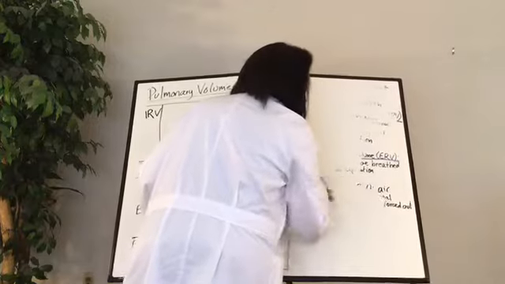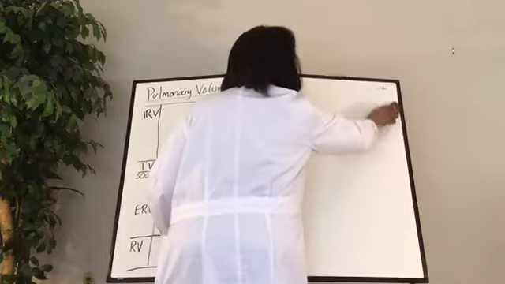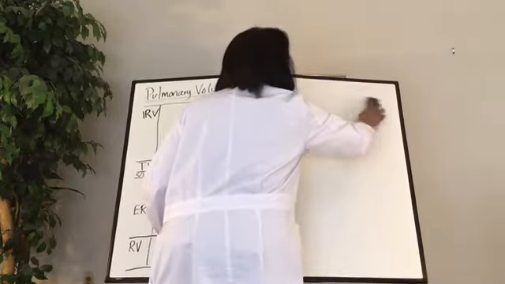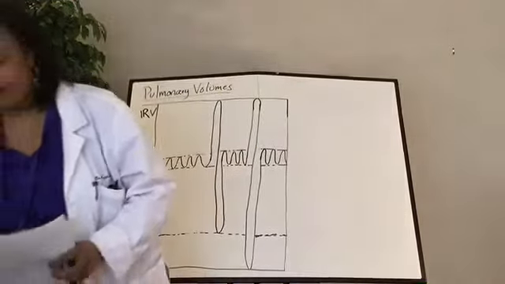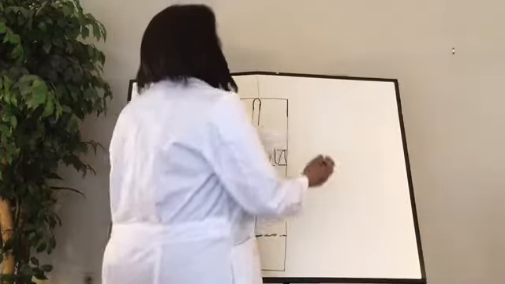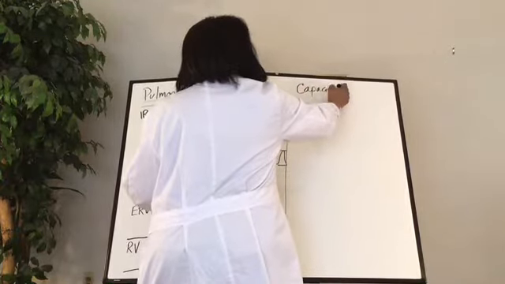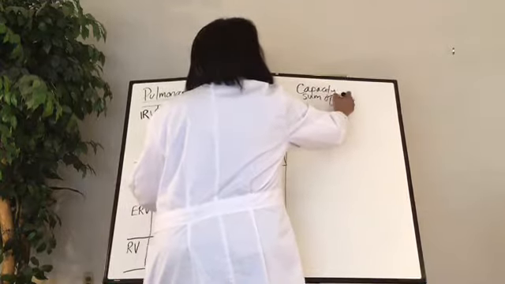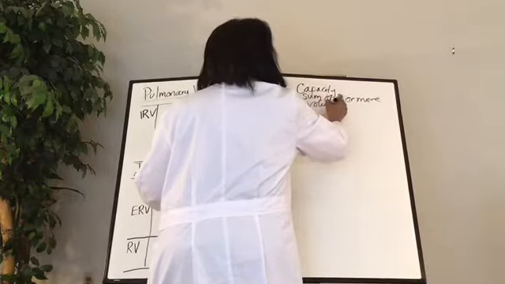Now capacities are going to be these volumes that we just discussed: tidal volume, inspiratory reserve volume, expiratory reserve volume, and residual volume. Any two of those volumes summed will be a capacity. So capacity is the sum of two or more of the volumes we just went over.